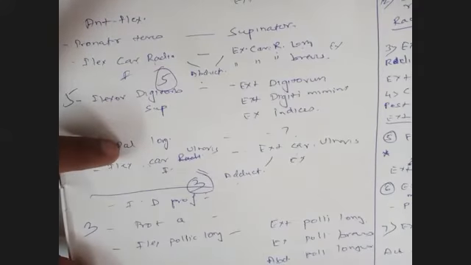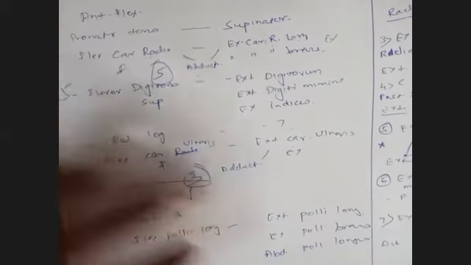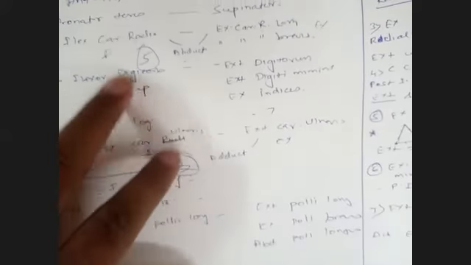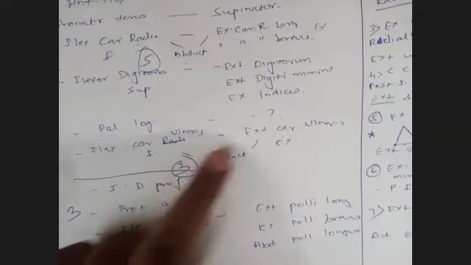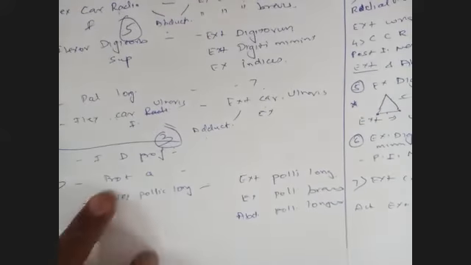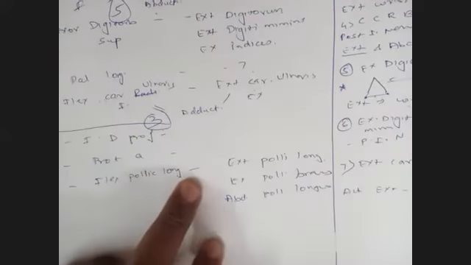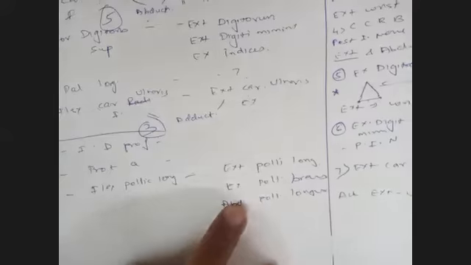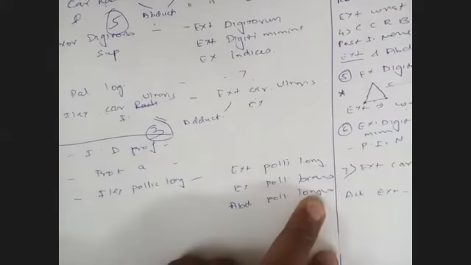Palmaris longus has no correspondence. For flexor carpi ulnaris, there is extensor carpi ulnaris. Both the radialis will cause abduction, both the ulnaris will cause adduction. Then flexor pollicis longus, yes. For that, there are extensor pollicis longus, extensor pollicis brevis, and abductor pollicis longus: 3 muscles.